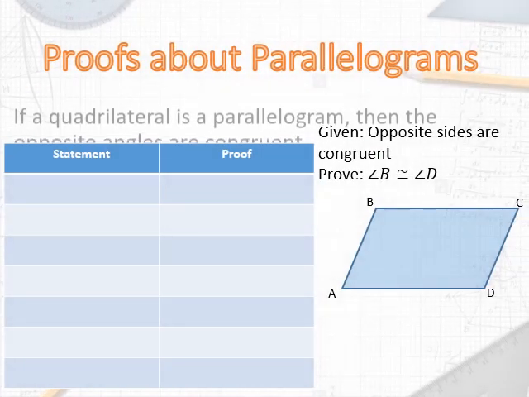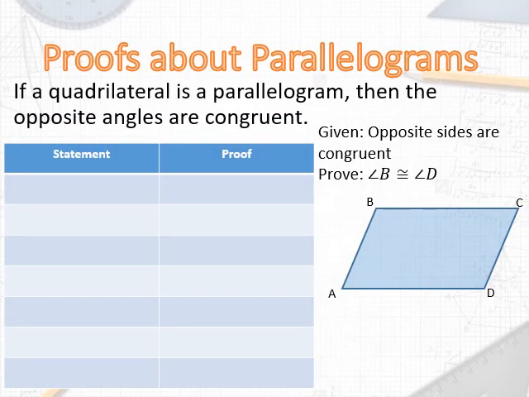Here's another one for you. I think we've done this one already, but just in case, let's do it again. Opposite sides are congruent. Prove the opposite angles are congruent. So what do you do? Again, pause the video now, try it, and then see how it goes.